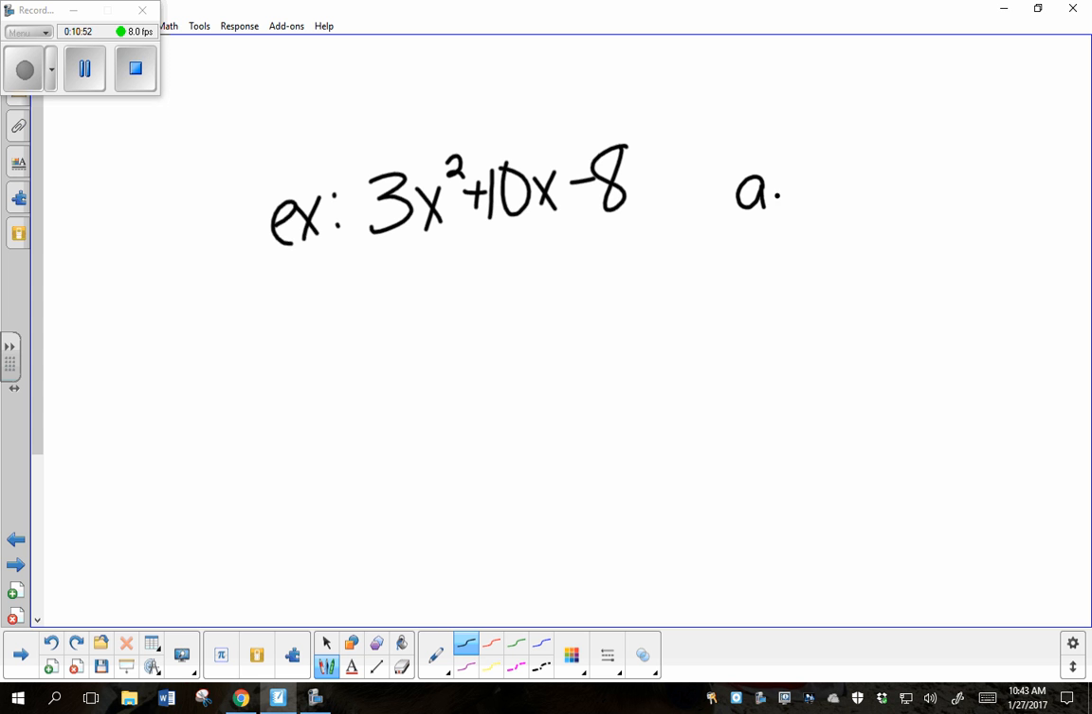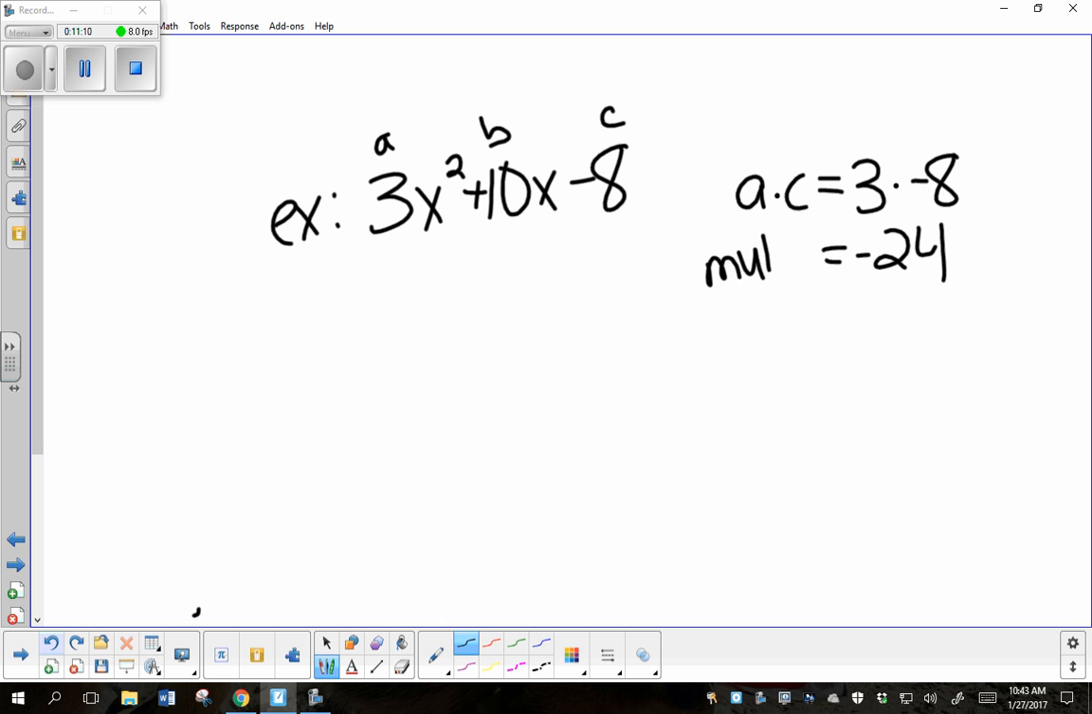So we're going to figure out what a times c is. That's 3 times negative 8. Those are my a and my c values. It might help a lot of you to write a, b, and c above these numbers whenever you start. So AC is negative 24. So we know we need to multiply up to negative 24 and add to our b value, which is 10.